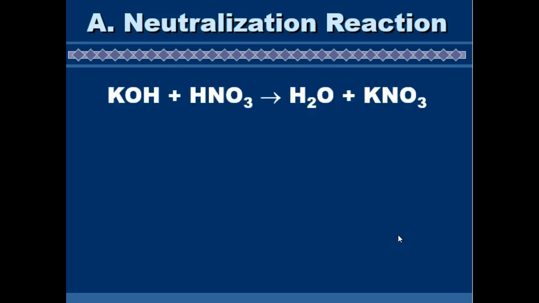In a neutralization reaction, you're looking for a hydrogen. Here's a hydrogen right here. Here's the OH right here. That is a hydroxide. So this is the acid, and this is the base. Acid-base reaction. The hydrogen is going to switch places with the potassium, and the potassium is going to come on over here and join the nitrate, and we end up with a water, and here is your salt.